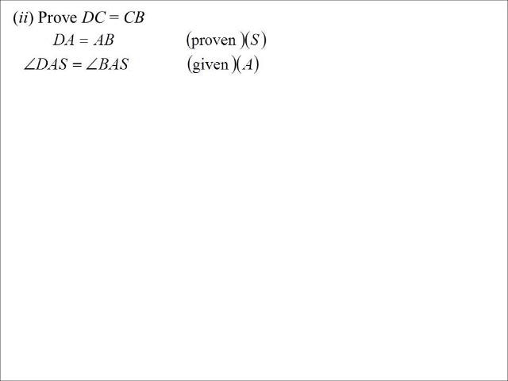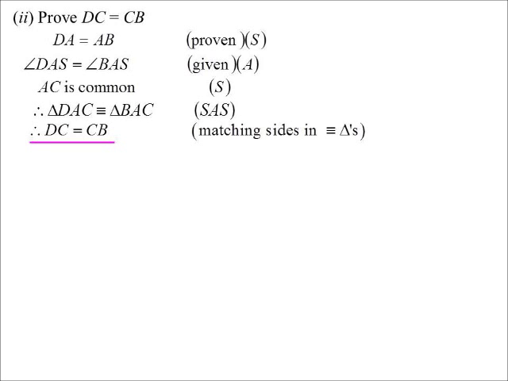We're now going to prove DC and CB are the same. We've just proven DA and AB are equal. DAS and BAS are equal. AC is now common in the larger triangle I'm looking at. So I've got side angle side this time.